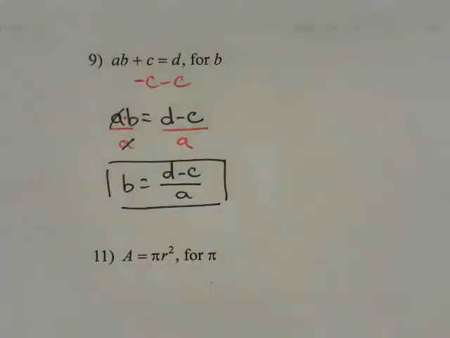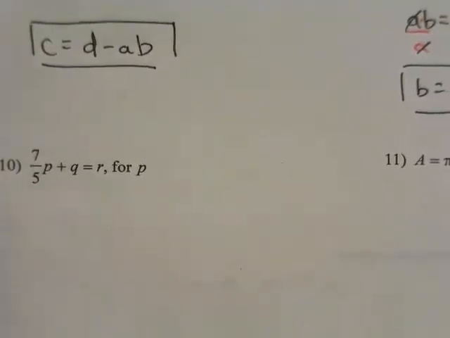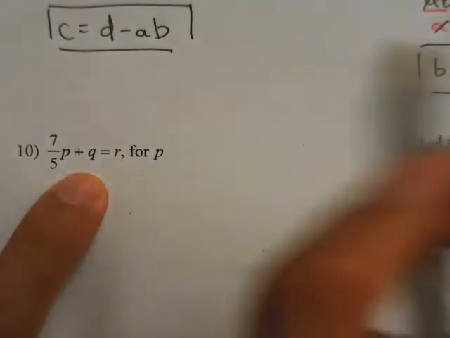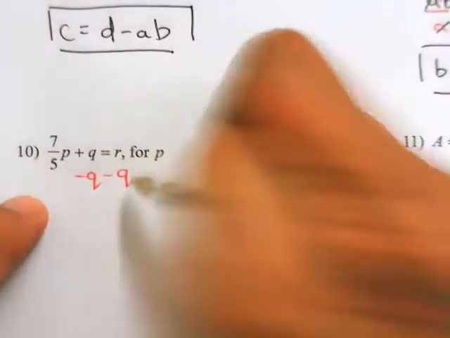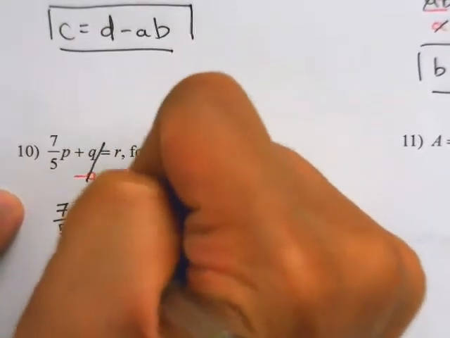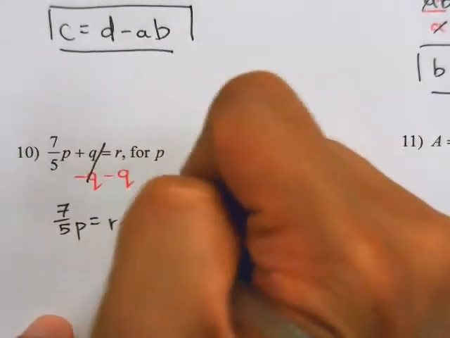Okay. All right, let's do number 10 with a fraction. 7/5 P plus Q is equal to R, and we want to solve for P. So I think I'm just going to subtract Q on both sides first. 7 over 5 P, 7/5 P is equal to R minus Q.